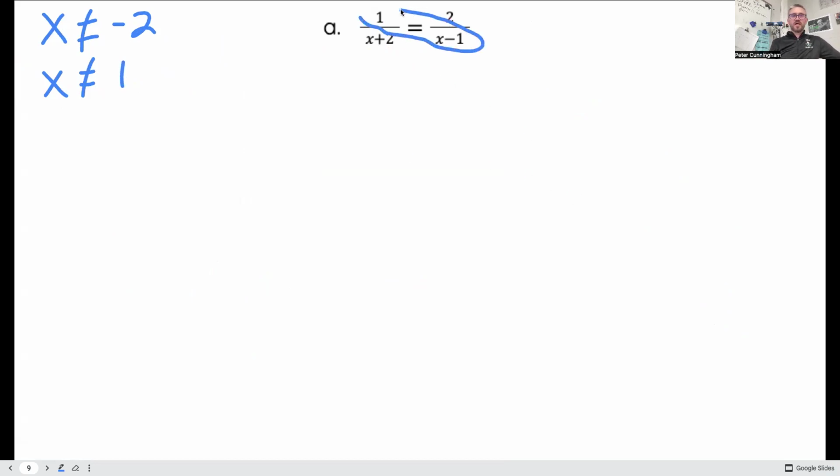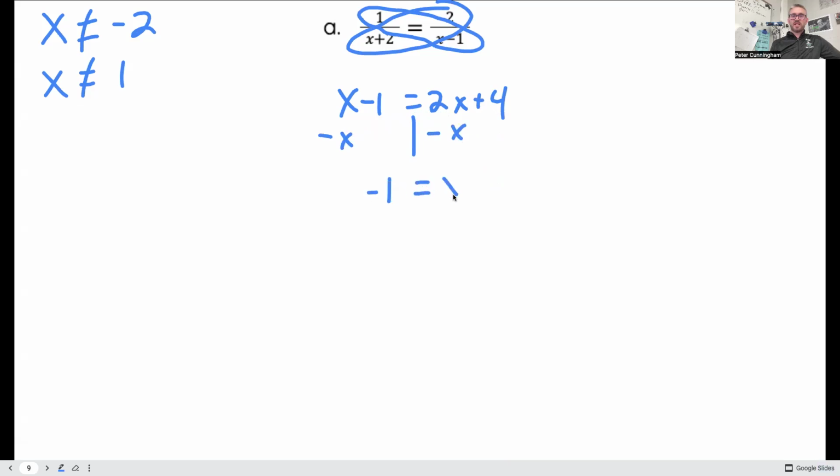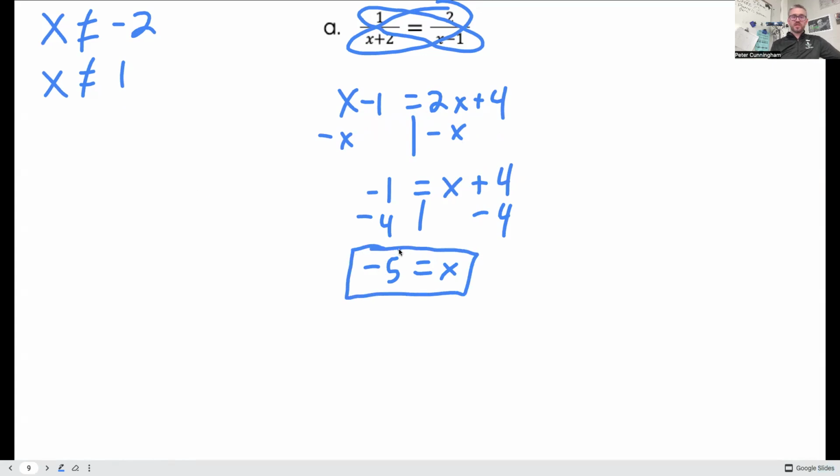So after I cross multiply here, we get x minus 1. Cross multiply the other way, and we get 2x plus 4. I've got variables on one side, numbers on the other. I'm going to move all my variables to the right-hand side, so take x away here. We have -1 equals x plus 4. Take 4 away from both sides. -5 equals x. Can x equal -5? It absolutely can. So this solution is my solution.